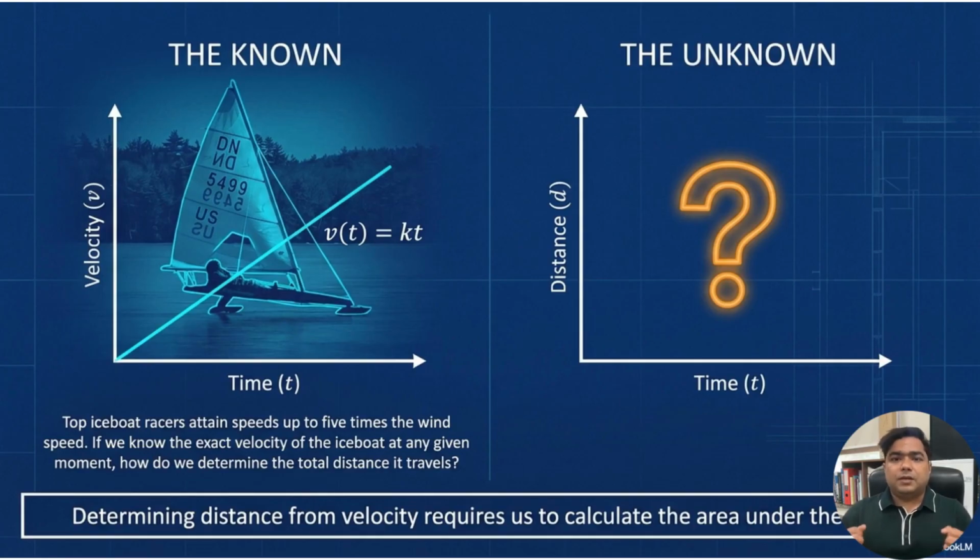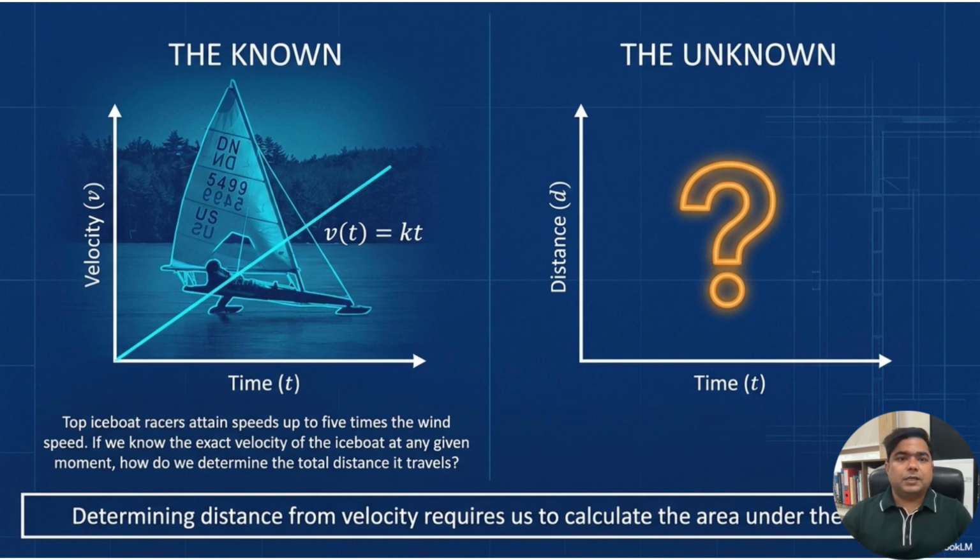Now let us begin with a real situation. Imagine an ice boat moving across the surface. We know its velocity. In the graph on the left, velocity is shown on the vertical axis and time is shown on the horizontal axis. The velocity function is written as v of t equals k times t. In spoken form, this means velocity at time t is equal to a constant k multiplied by time t. This tells us how fast the ice boat is moving at each moment. But our question is different. We want to know the total distance traveled.